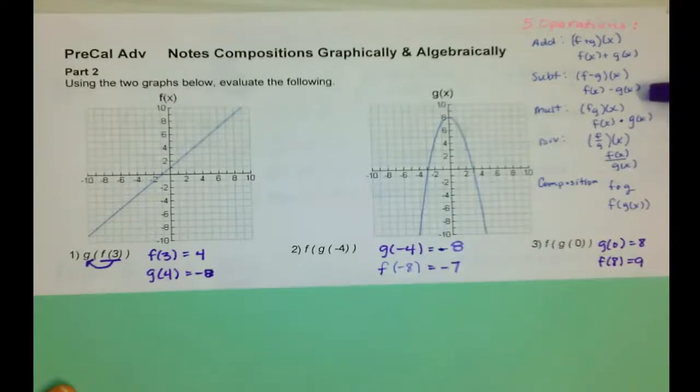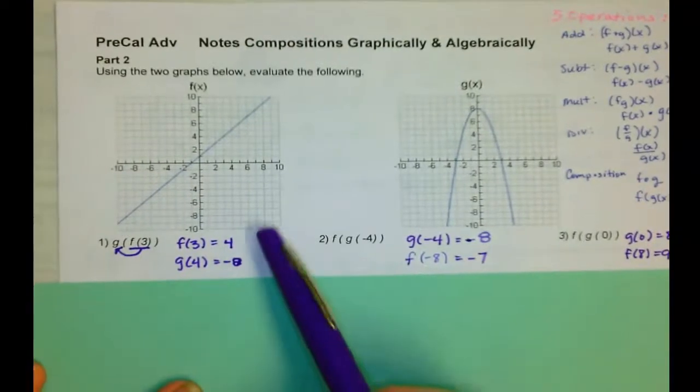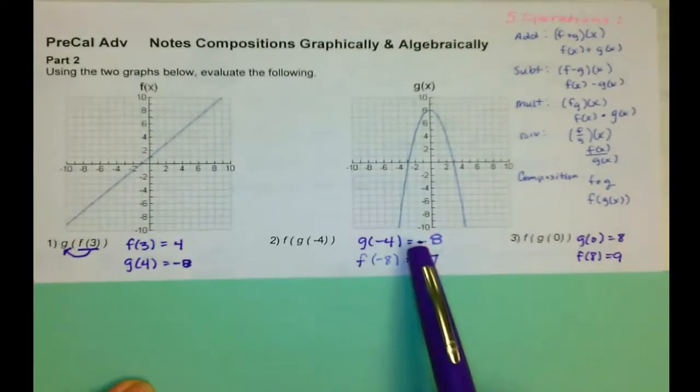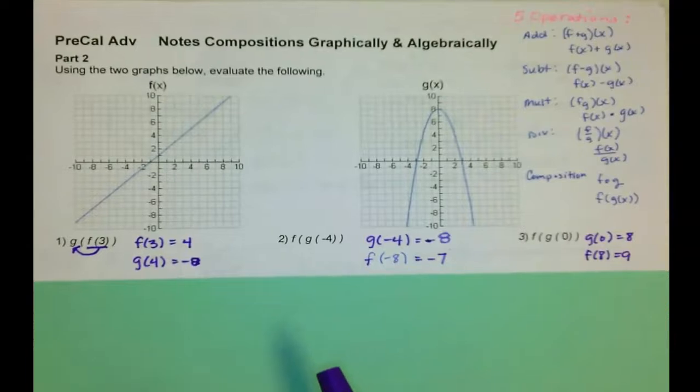So then you have f of x minus g of x, f of x times g of x, f of x divided by g of x, and then you have your composition statement. So those are the 5 operations. So on this page we have 2 graphs, but this time we're not necessarily in the context of a problem.